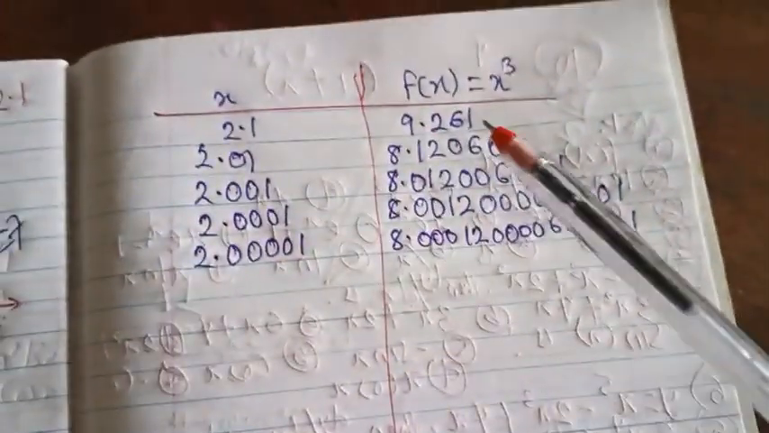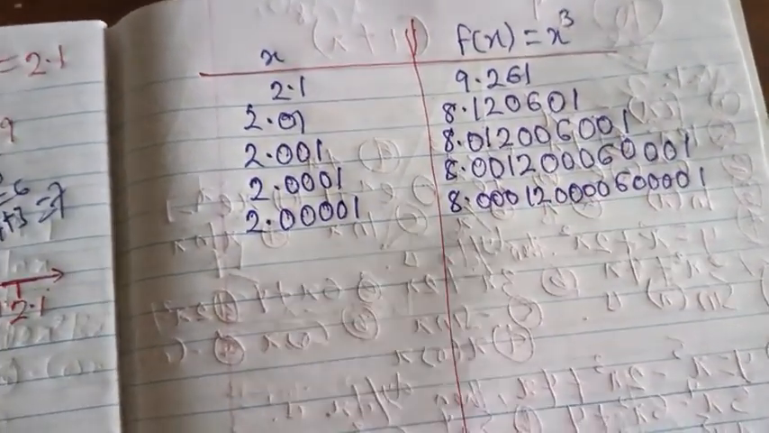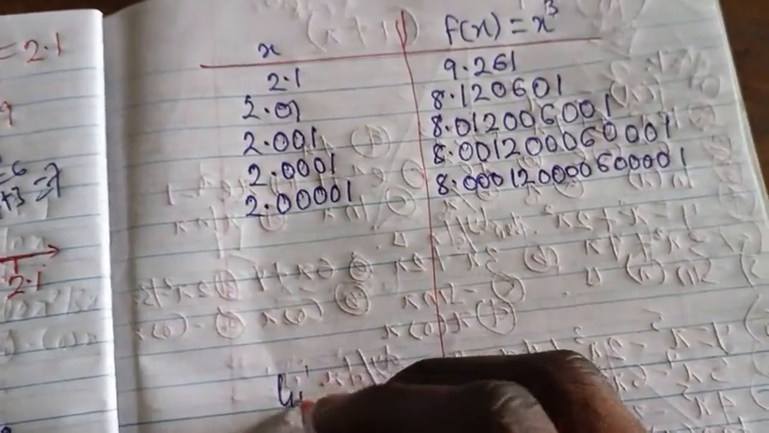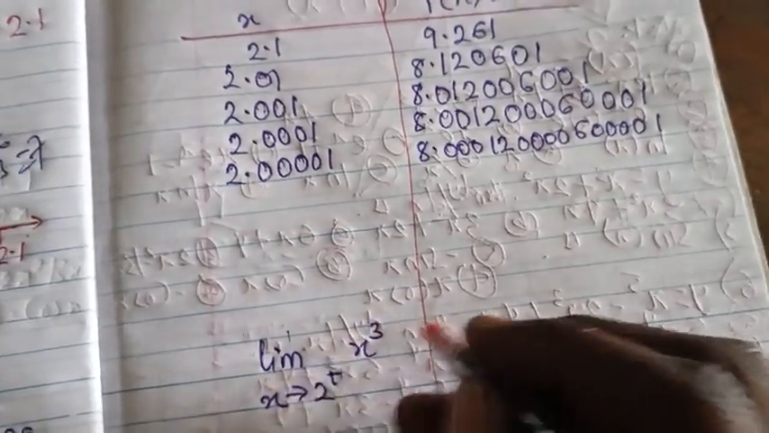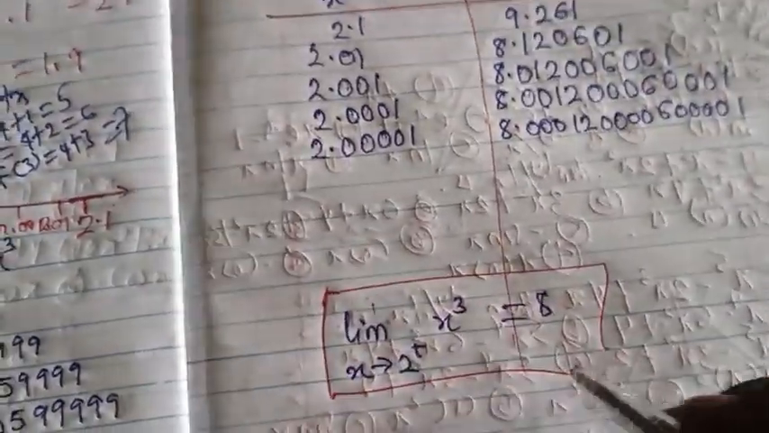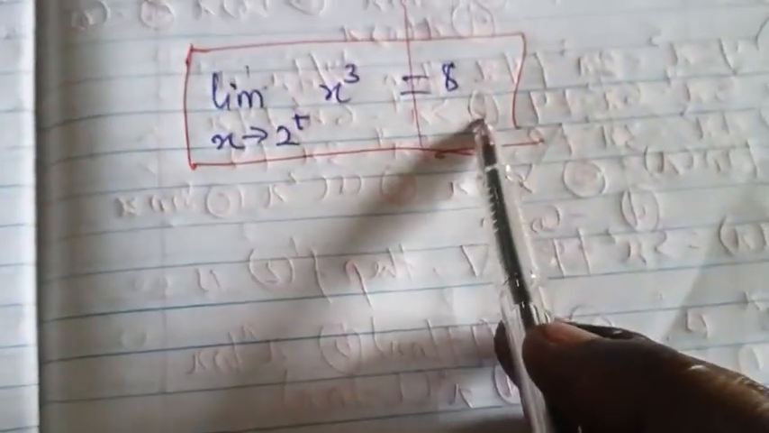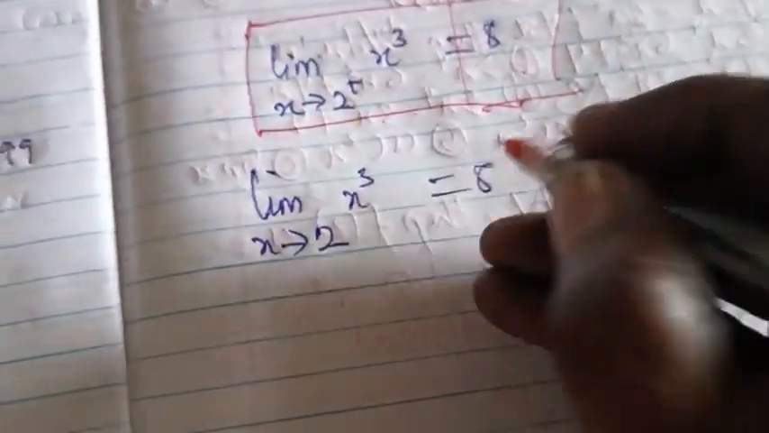Now someone here can conclude that this is approaching what? 8. The closer we are getting to 2, the more the function is approaching 8. So I can conclude that the limit as x goes to 2 from the right of x cubed is 8. Here we got an 8, and here too we get an 8. The limit from the left is 8, and the limit from the right is 8. Then we can conclude that the limit as x approaches 2 of x cubed is actually 8.